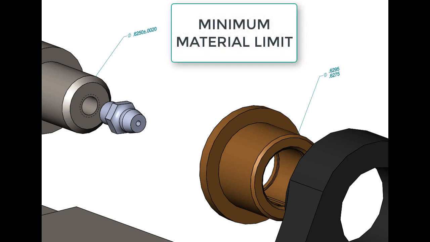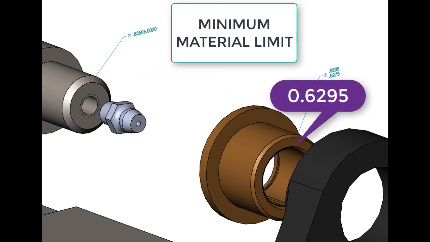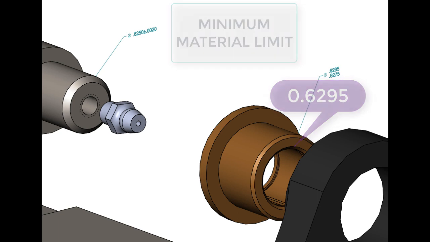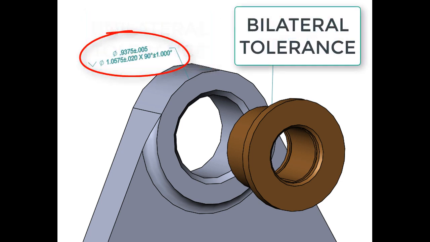The minimum material limit is the feature size which creates the minimum amount of material, typically the largest hole and the smallest shaft. For the shaft shown, the minimum material limit is 0.623, and for the bushing, it is 0.6295. A unilateral tolerance only allows deviation from the design size in one direction, such as the 15/16 bushing outside diameter shown here. A bilateral tolerance permits deviation from the design size in both the plus and minus direction, such as the 15/16 hole shown here.